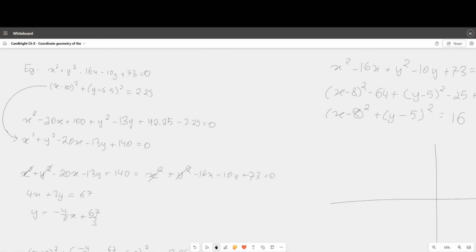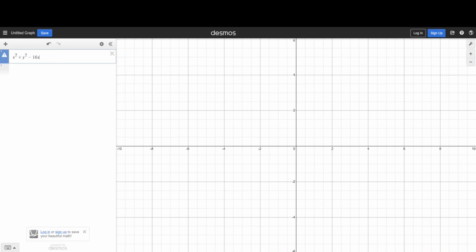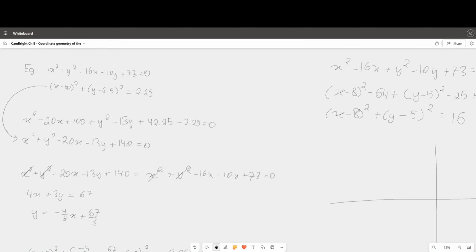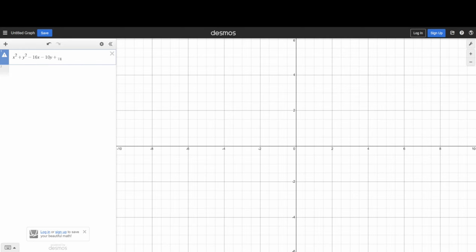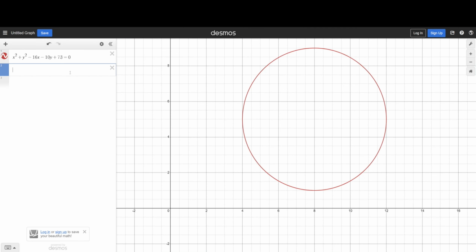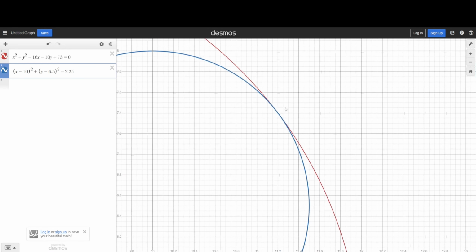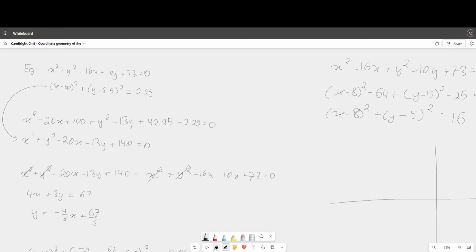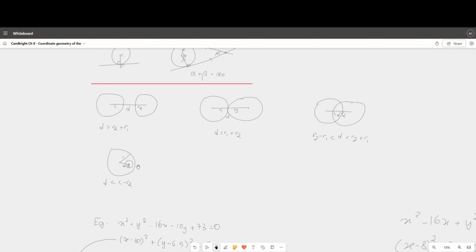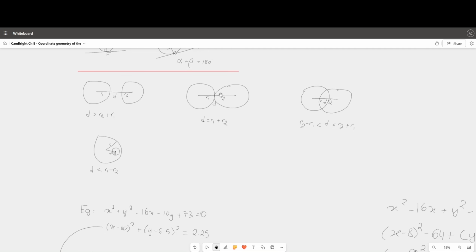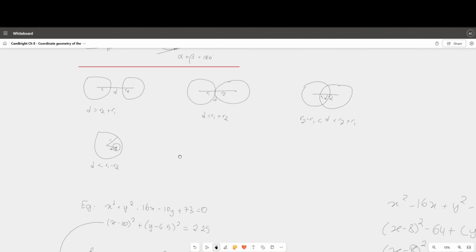Let me reconfirm that. I opened Desmos anyway, so we'll just check. 16x minus 10y plus 73 equal to 0. As you can see, that's the circle. (x minus 10) whole squared plus (y minus 6.5) whole squared equal to 2.25. And yep, you can see it's the same thing. So this is touching at one point. It's a mix of these two conditions, where this is inside it, but also touching it at one point.